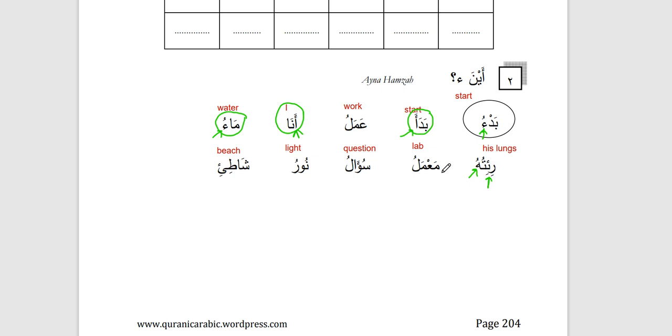Ma'mal. Ma'mal means lab, and there is no hamza here. Hamza is in this word. Su'al, yes, it is in between. Mark it with the circle. Noor, there is no hamza. Shati'i. If it's with kasra, it is coming with the dotless ya. So remember the spelling and the seats of hamza.